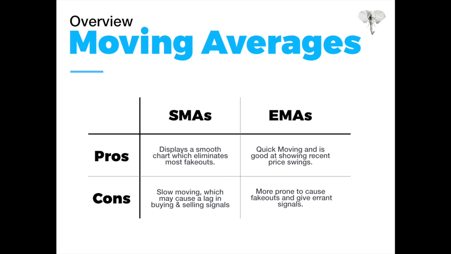So here are the pros and cons for SMAs and EMAs. Simple moving averages, the pros are it displays a smooth chart and eliminates most fakeouts, which is good. However, it's slow moving, which means it may cause a lag in the buying and selling signals. Now EMAs, it's quick moving and is good at showing recent price swings. The con is it's more prone to cause fakeouts because of its errant signals and the fact that it's more responsive to the market.